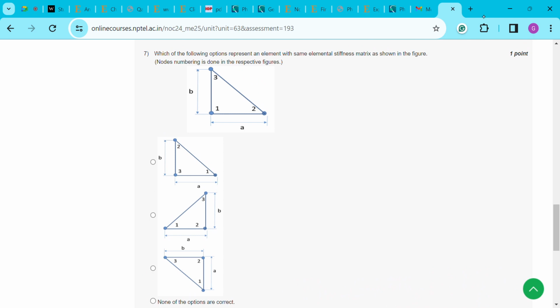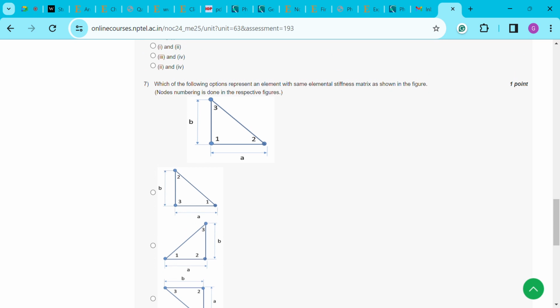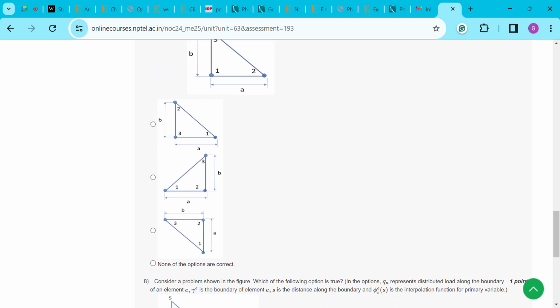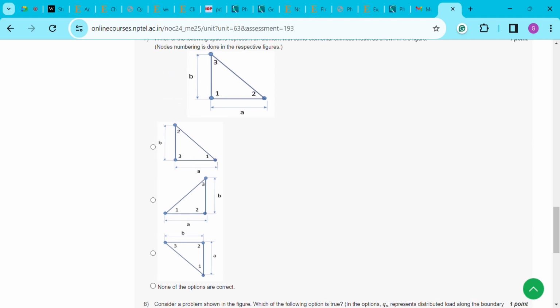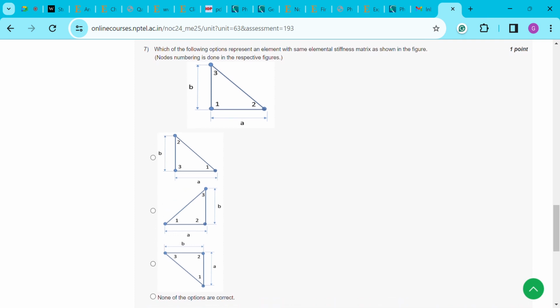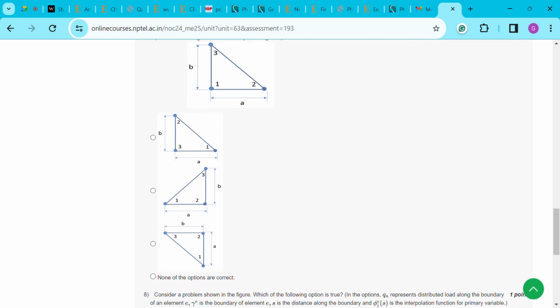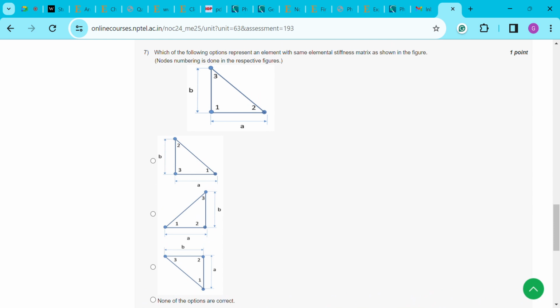1, 2, 3. Same elemental stiffness matrix. It's not matching exactly, nothing is matching exactly. So none of these. It doesn't look like any of these.